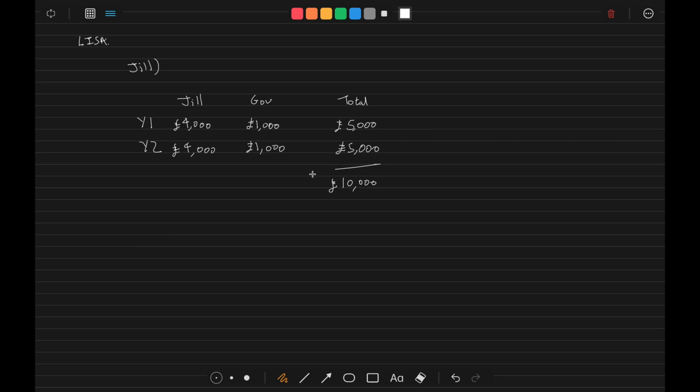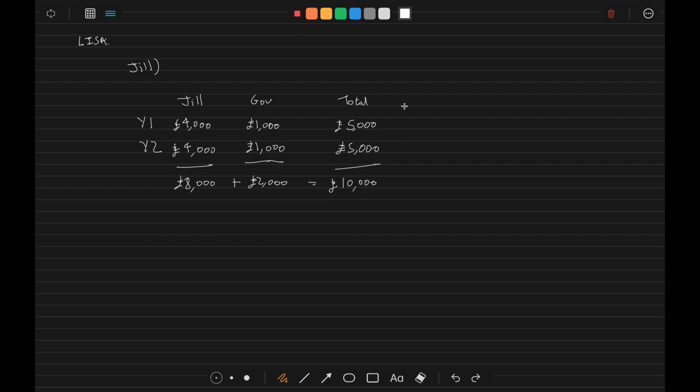That gives Jill a total of £10,000 in this LISA account, hypothetically. £2,000 from the government, £8,000 from Jill. And then we can do a plus on that one to give us that. You see what's happened there. So we understand that on the £4,000, 25% is £1,000 from the government, which gives a total of £5,000. In total, Jill has £10,000.